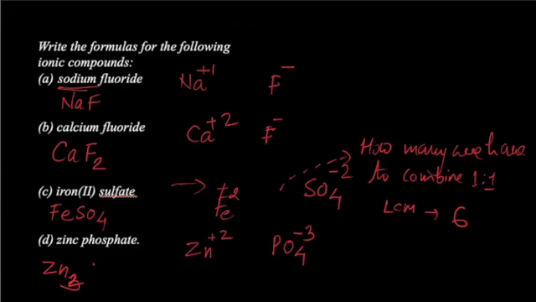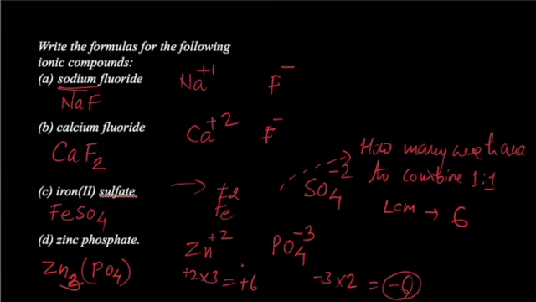Zn3. And then how many phosphate? It has a -3 charge, right? And we want total charge to be 6. How many phosphate? 2, right? You have -3. Here you have +2 into 3. That's +6. Okay? We want this side -6, right? So we have -3 into 2 now. We'll make it -6. And net will be 0.